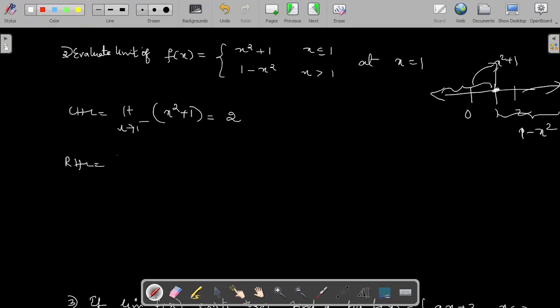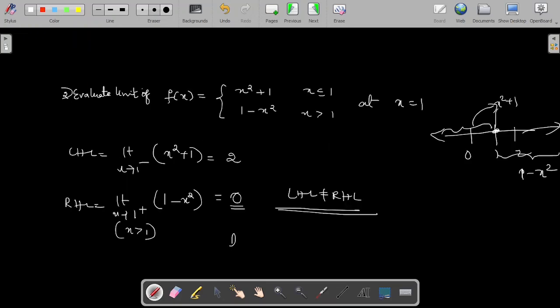RHL is equal to the limit as x tends to 1 from the right. I have to choose the function 1 minus x square for x greater than 1. So this is equal to 1 minus 1, which is nothing but 0. So here in this case you can see LHL is not equal to RHL. Hence the limit of f of x as x tends to 1 does not exist because LHL is not equal to RHL.